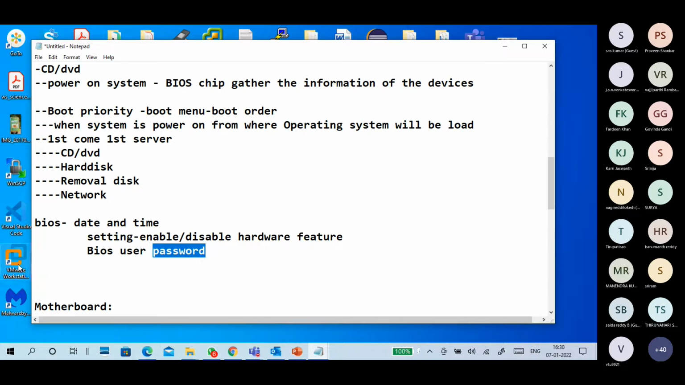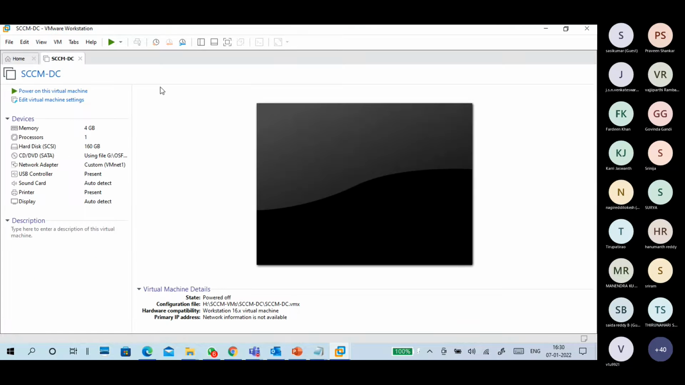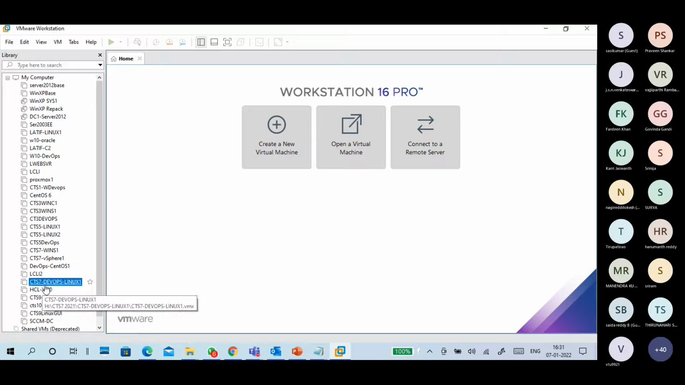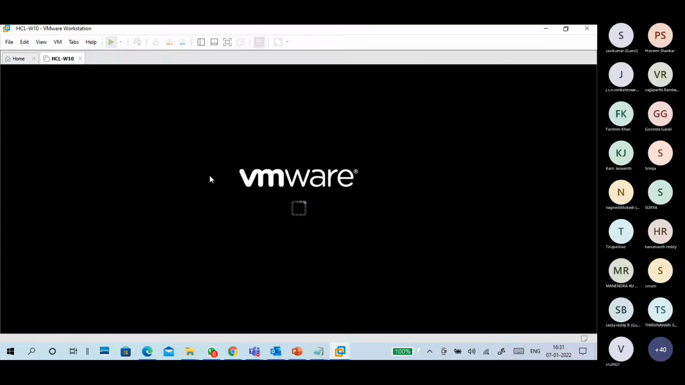If you want to see once how the BIOS looks like, I will show you. Not this one, I should not open that one. So yeah, here it is. For you, I created a virtual machine without any operating system. So I am starting the virtual machine.